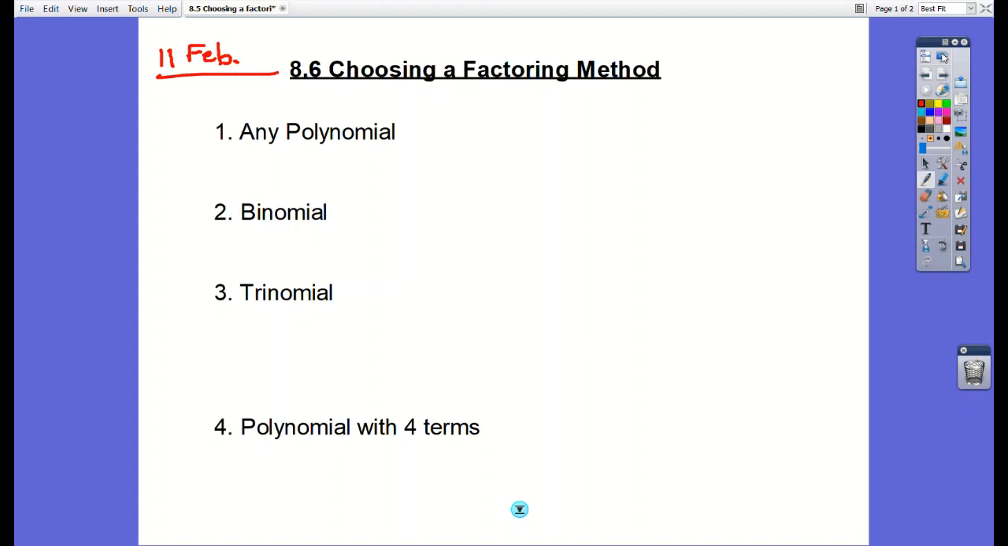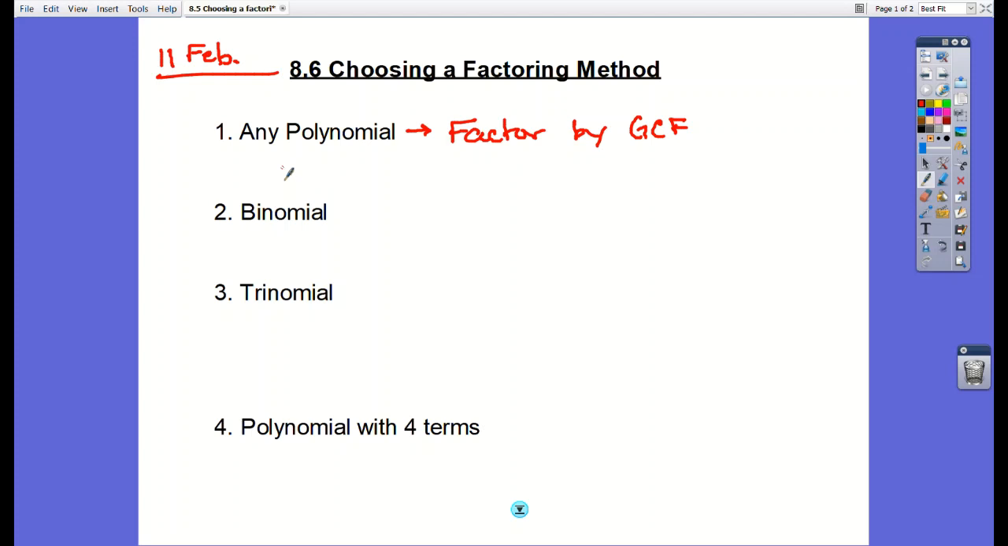And I have these broken down essentially by size. So we're starting with any polynomial, and we only have one way of factoring any polynomial. This doesn't necessarily always work, but it could possibly work on every single polynomial. Do you guys know what that one factoring method is? Phil? GCF? Yes, so factor by GCF. This might work on any single polynomial, right?